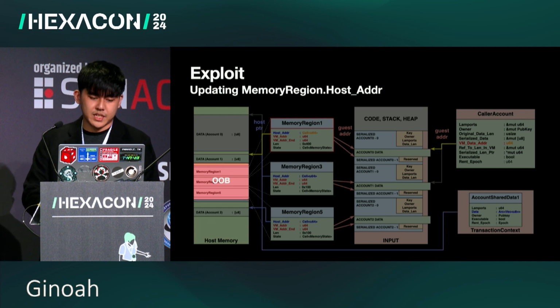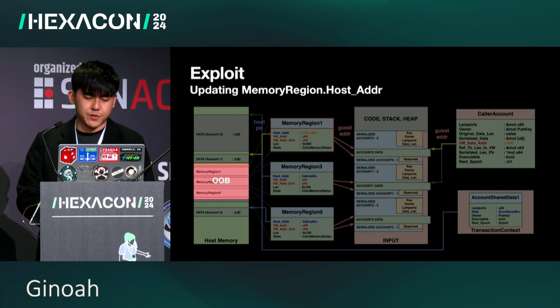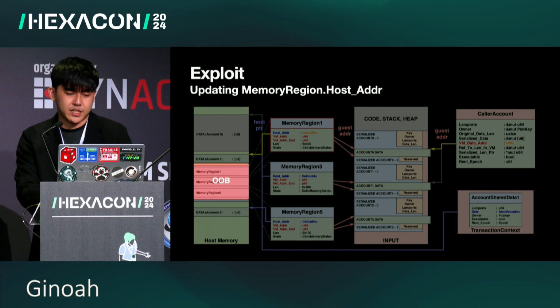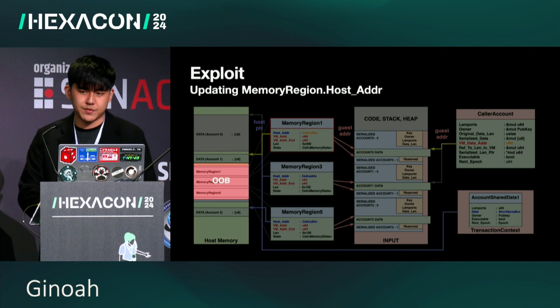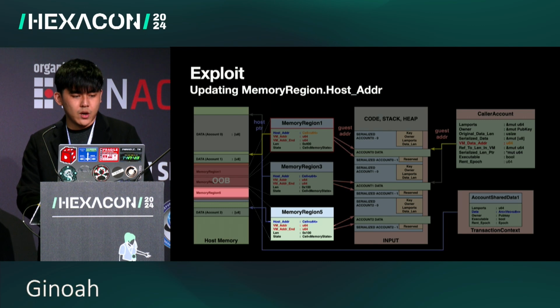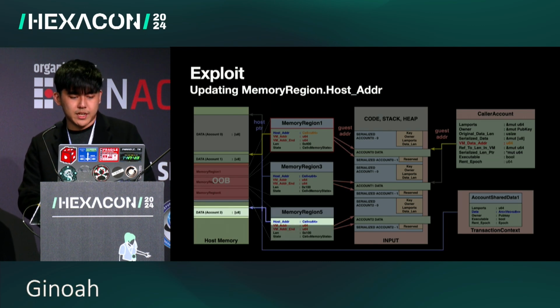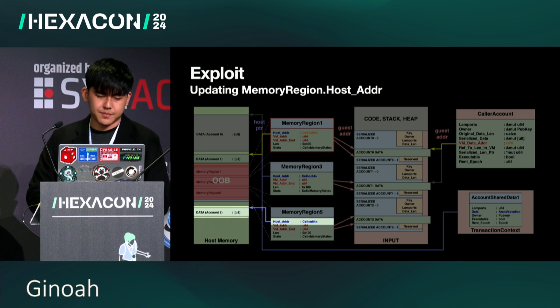Next, we attempt to scan and egg hunt memory region 5 on the host heap. We can simply revert this transaction and try again until we successfully find memory region 5. Once we find memory region 5, we override its host address to point to wherever we want, giving us read and write access to arbitrary addresses.